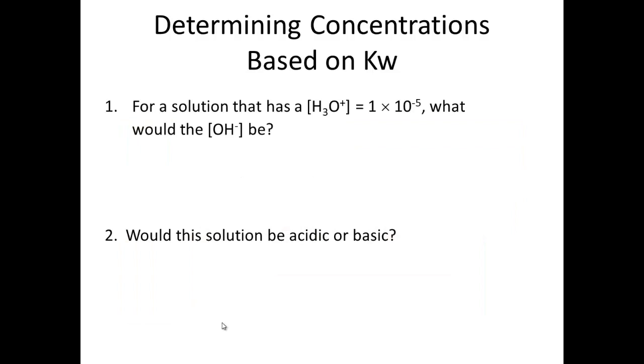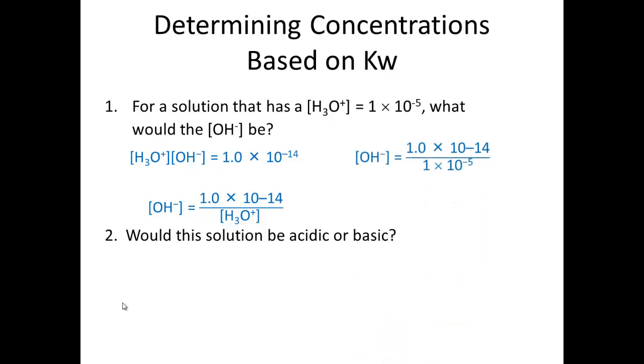Okay, let's do another example. For a solution that has a hydronium concentration of 1 times 10 to the negative 5, what would be the hydroxide concentration? Again, you pull out your water dissociation constant and rearrange it, putting hydronium on the bottom for this example. Then I plug in the value given to me, and that leaves me with 1 times 10 to the negative 9.